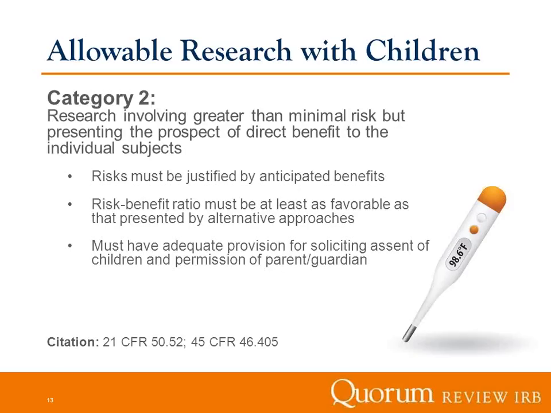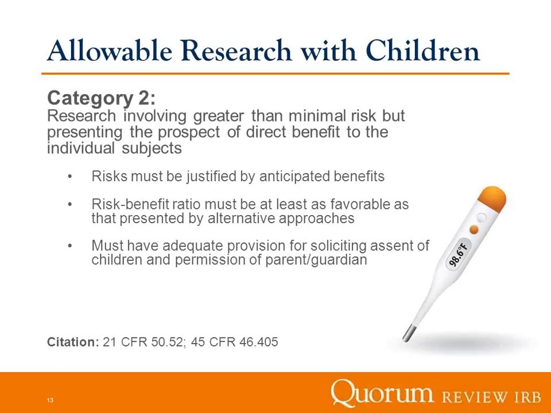So here we're looking at the risk is greater than minimal risk, but there's this prospect of direct benefit to the subjects. And so this is unpacked a little bit further in the regulation, and I've included the language here on the slide. The IRB needs to find that the risks are justified by the anticipated benefits of the research, and that risk-benefit ratio is at least as favorable as that presented by alternative approaches.